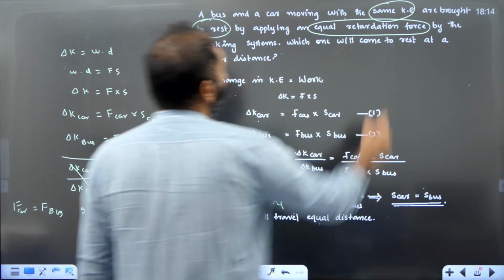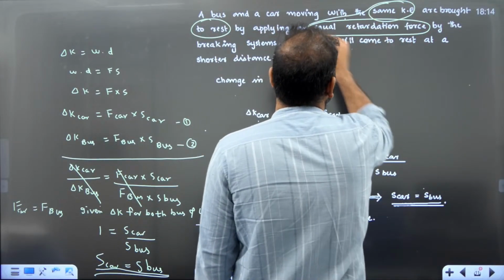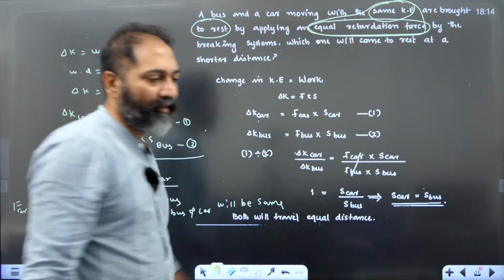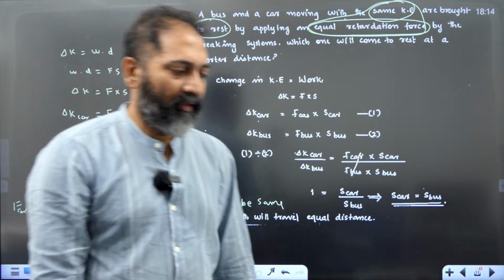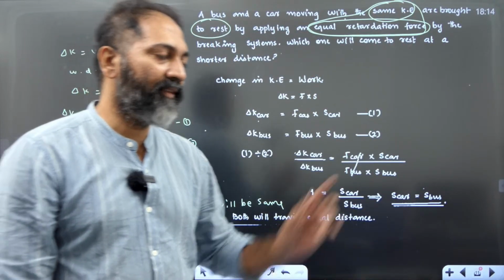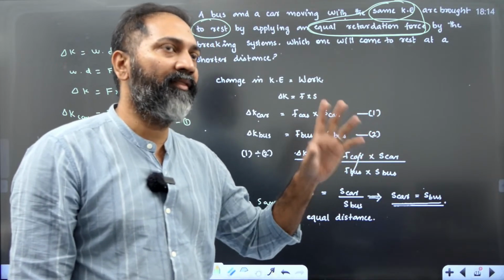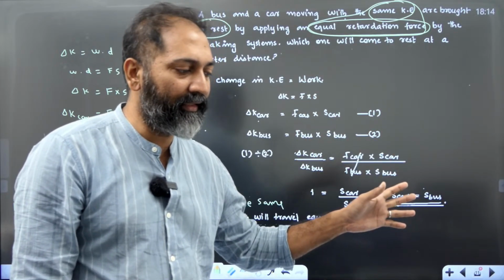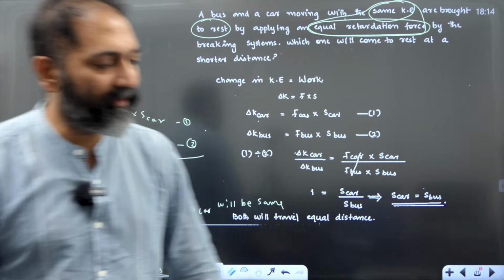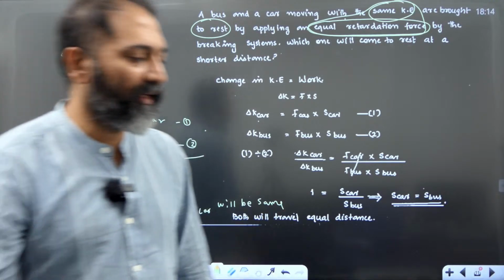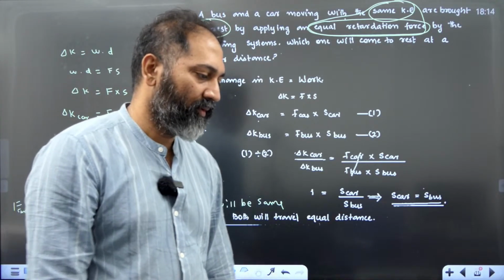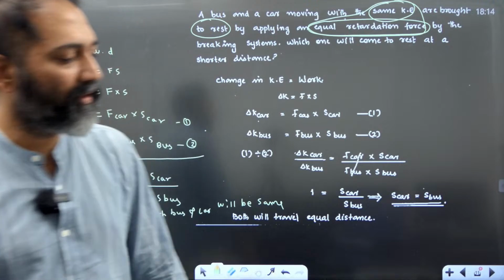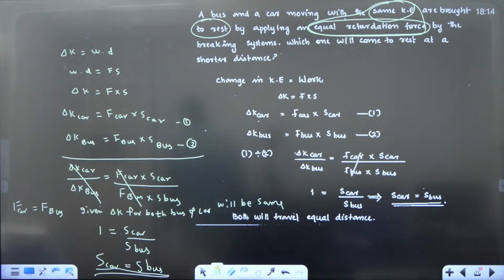Okay, moving with the same kinetic energy. That means what? Force and kinetic energy are the same. Changing kinetic energy will be what? Since both bodies have the same initial kinetic energy, what is the changing kinetic energy? Both are coming to rest, so the final kinetic energy of both is zero. It is given in the question, Aju. That means the changing kinetic energy and the force applied are both the same.